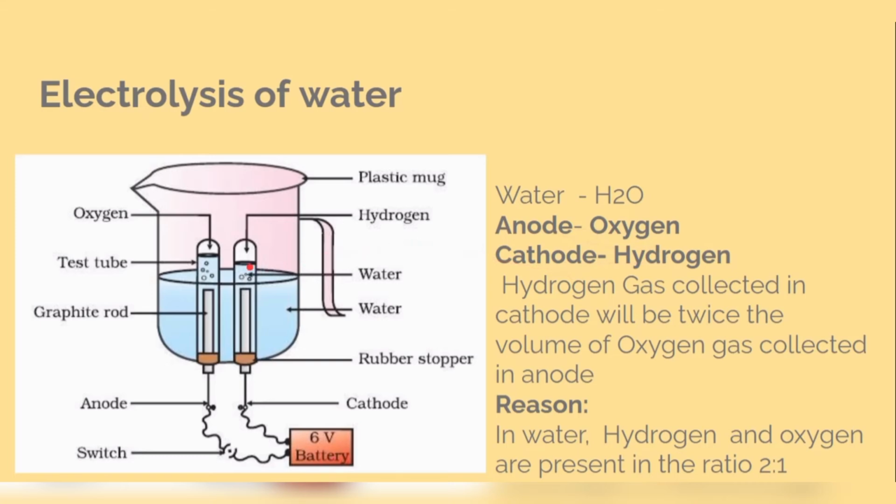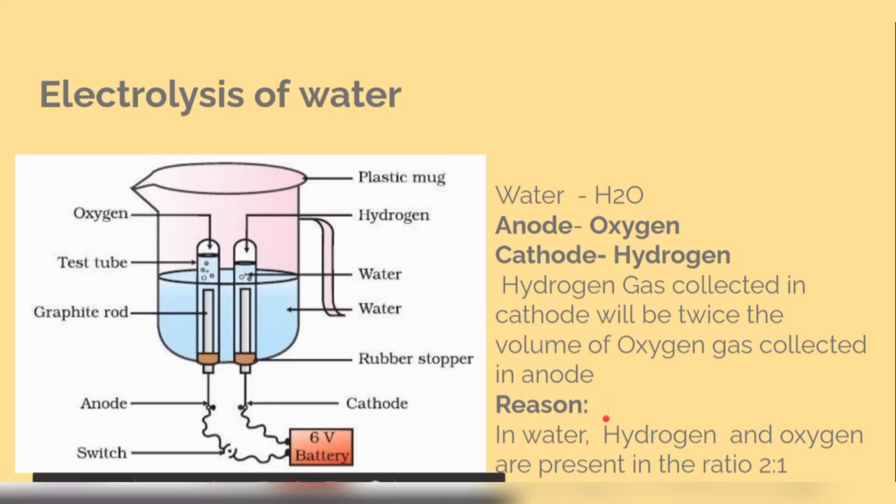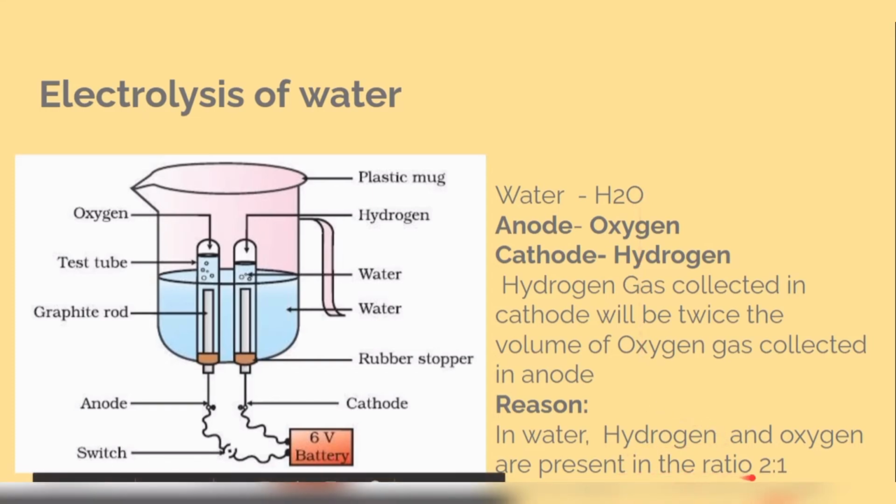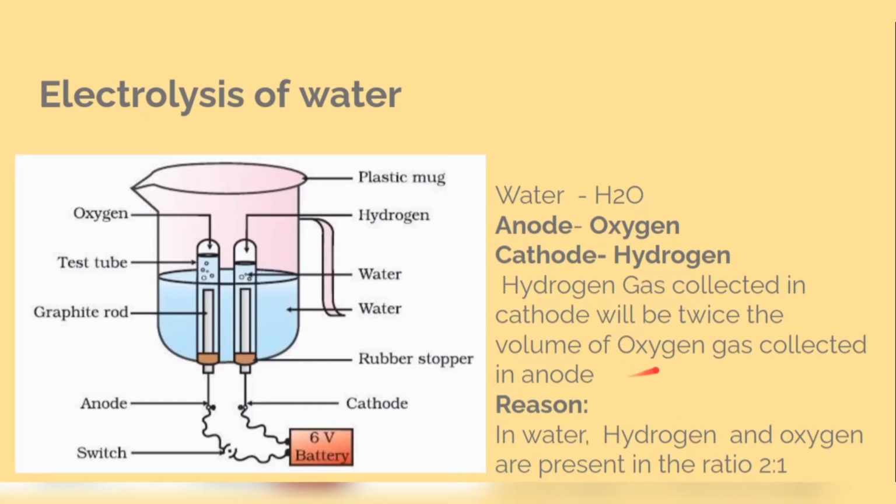When you look at this test tube, you can see that hydrogen gas is collected in a greater amount compared to the oxygen gas. What might be the reason for this? In the water formula, hydrogen is H2 and oxygen is O, which means hydrogen is twice that of oxygen. So the hydrogen and oxygen ratio will be 2:1. That's why the hydrogen gas collected at the cathode will be twice the amount of oxygen gas. This is an example of the electrolysis of water, which means it's an electrolytic decomposition.